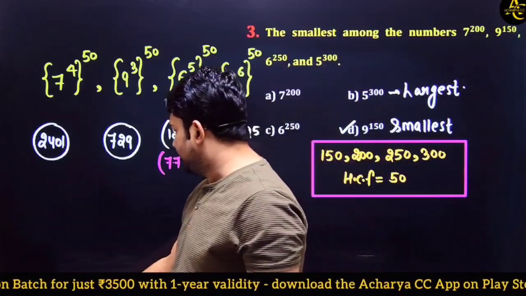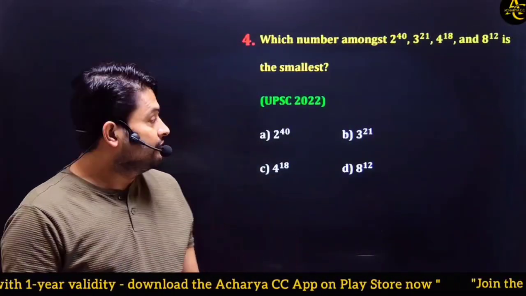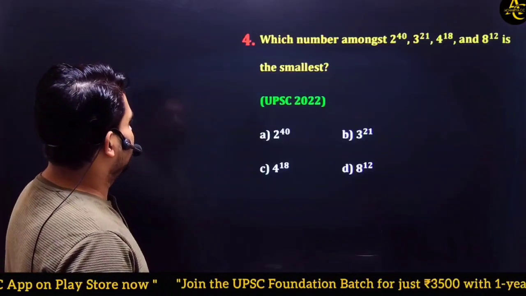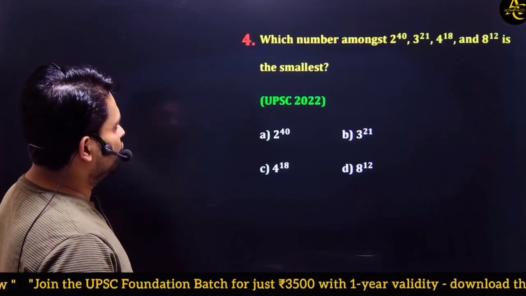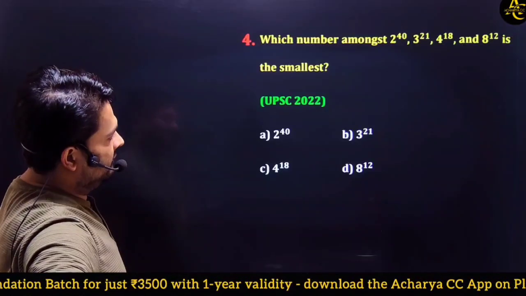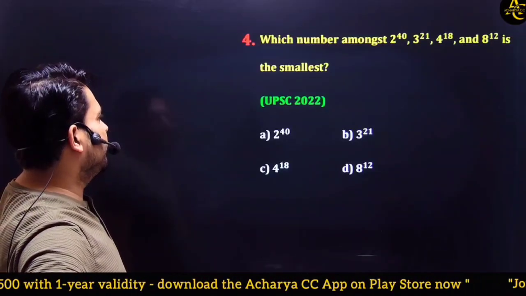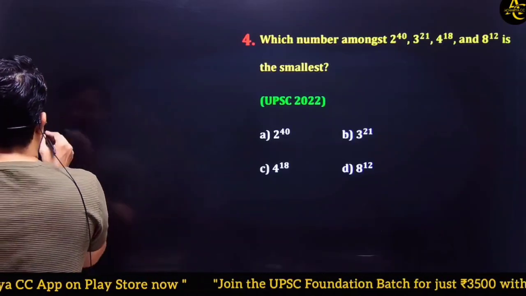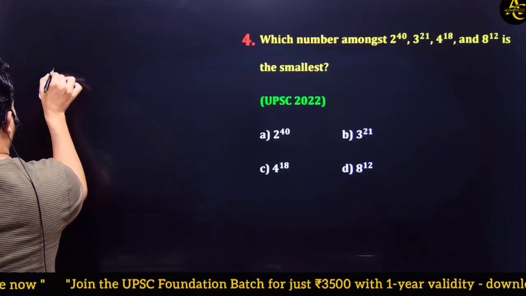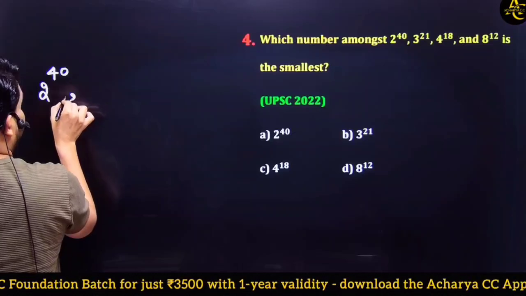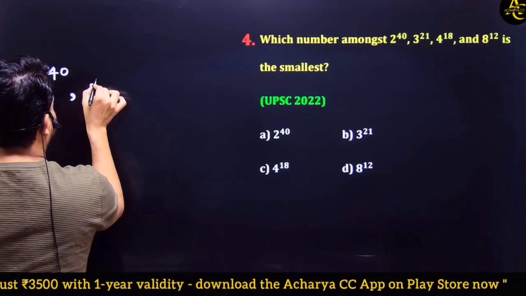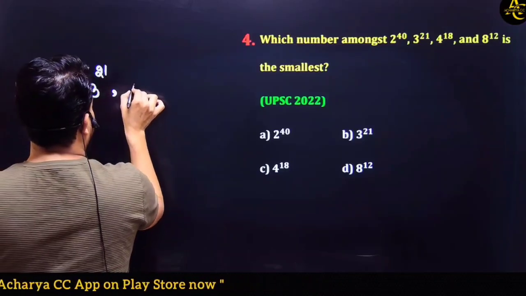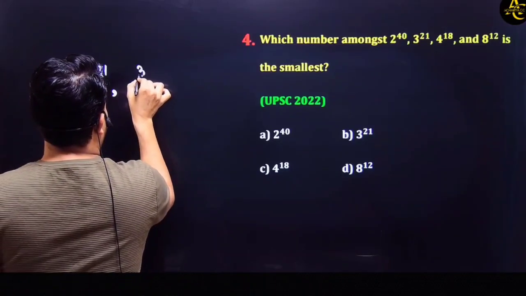Next, UPSC has asked this question in 2022. Which number amongst 2 to the power 40, 3 to the power 21, 4 to the power 18, 8 to the power 12 is the smallest? You have to find out the smallest number. I see 2 to the power 40. Next number is 3 to the power 21. Next number is 4 to the power 18. You can write it as 2 to the power 36.